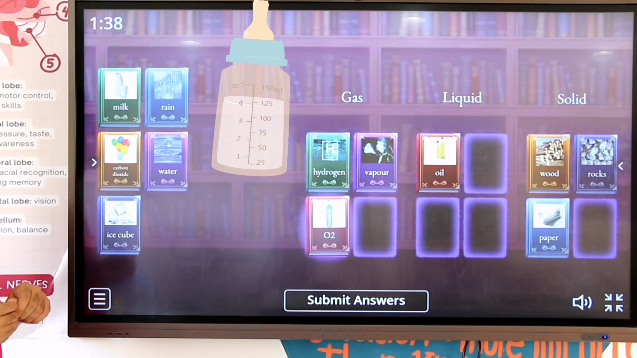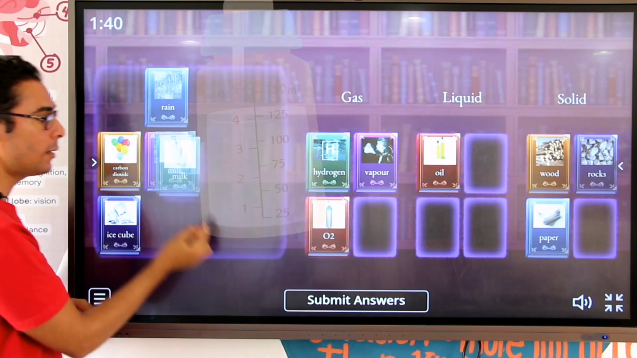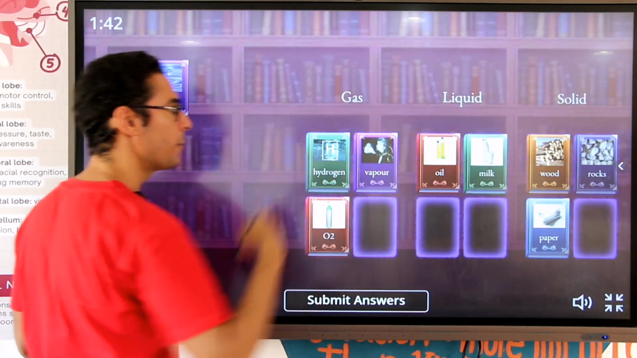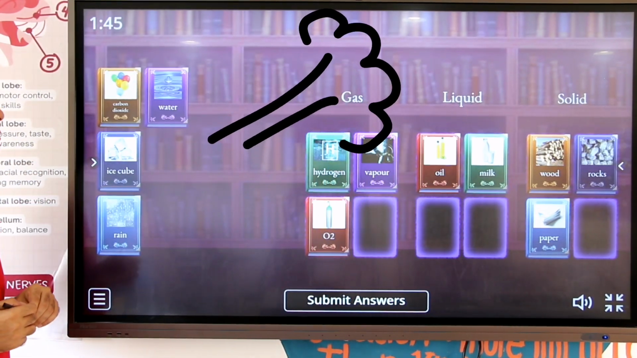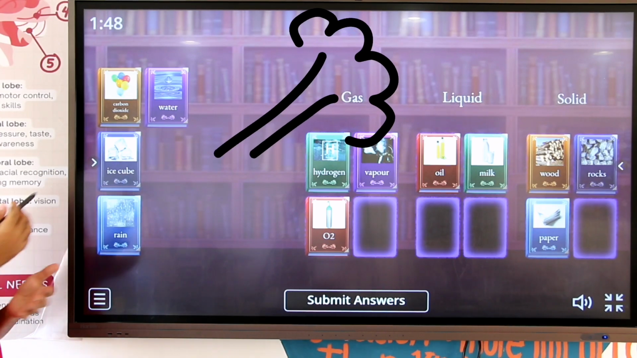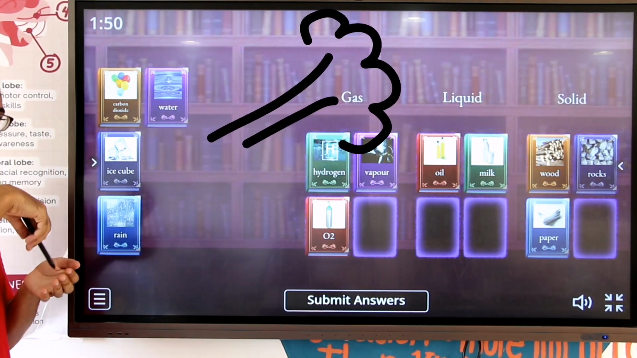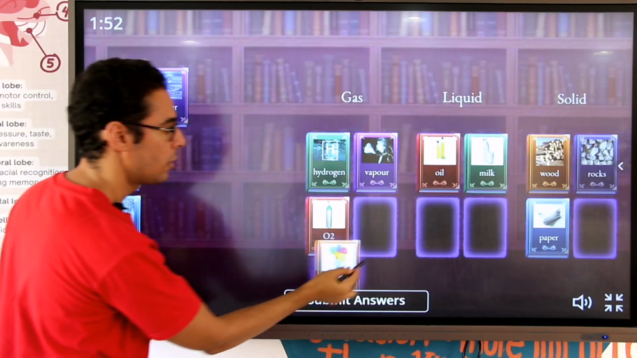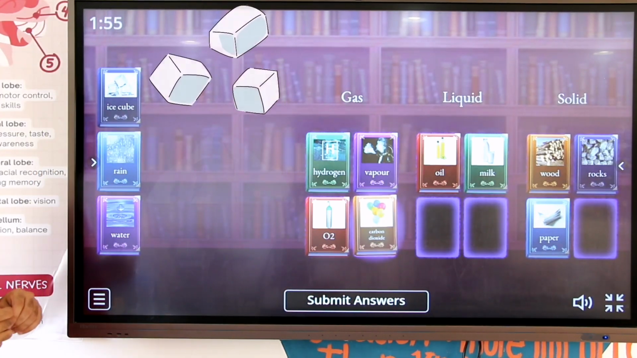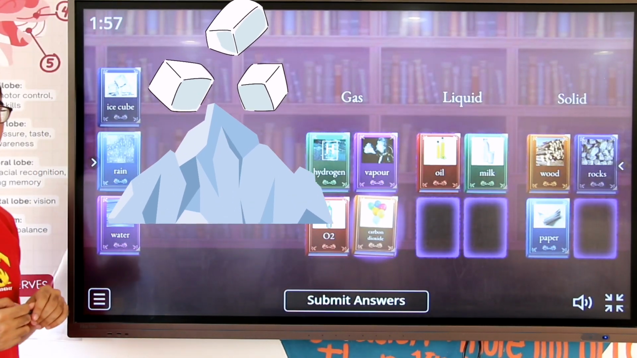The milk. How amazing you are. The milk belongs to the liquid category. The carbon dioxide. Okay, the carbon dioxide represented by a balloon contains gases here. So it's going to be a gas. The ice cube. Kindly keep in mind, this is a tricky one.